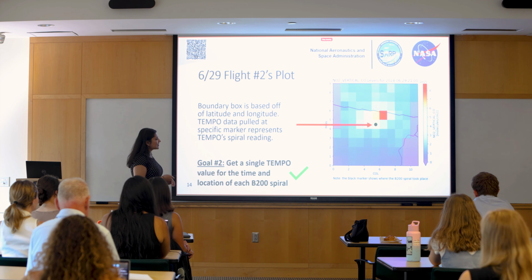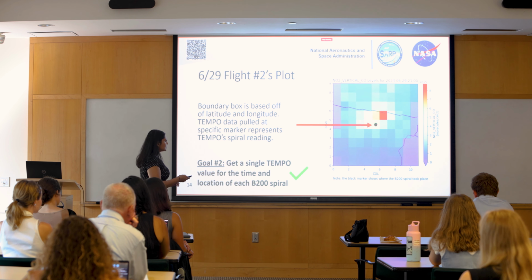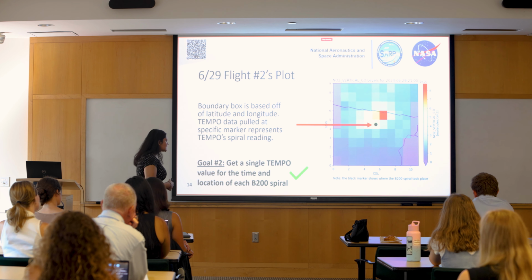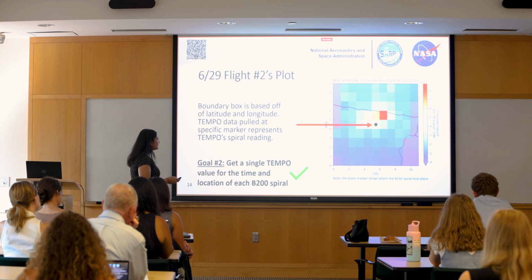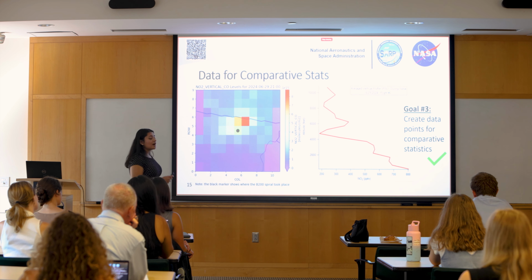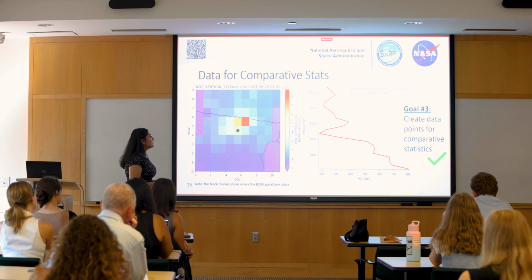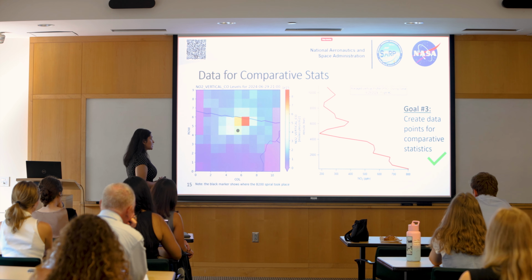So on the right, you'll see my little TEMPO plot for the June 29th spiral again. The black marker is where the spiral is said to have taken place, and that's also how I produced a TEMPO value to compare to the spirals. With that, goal number 2 was done. I was able to do this for all 6 spirals that took place on the V200, meaning I had 6 data points that I could use to compute some comparative statistics.